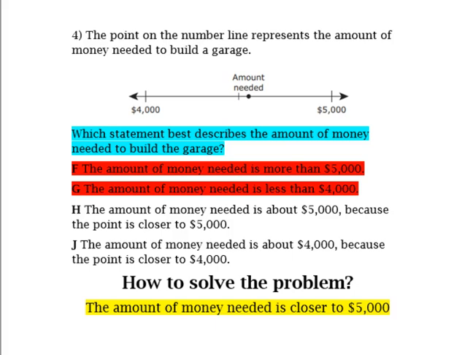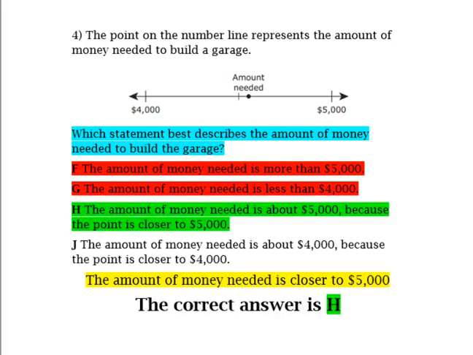So what is our correct answer? Drum roll, please. H. The amount of money needed is about 5,000 because the point is closer to 5,000. Did you get that correct? If so, good. If not, it's okay. Just take a look to see what you may have done incorrectly so that you can get it right next time. Let's move to question number 5.